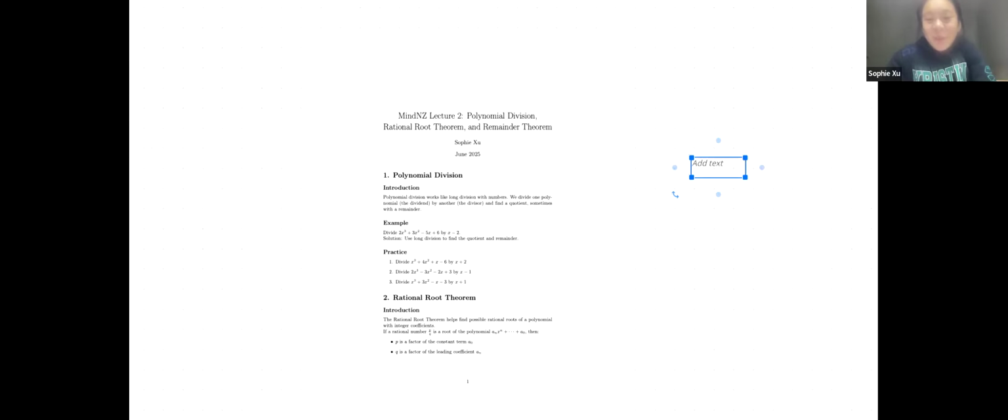Okay, what about this one? F of x is, let's say, x to the power of -1. Is that a polynomial? Okay, so that is not a polynomial. Well, x to the power of -1 is also just 1 over x, by the way.